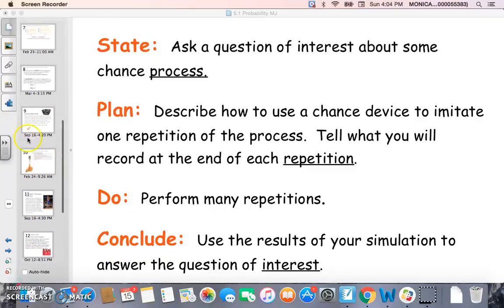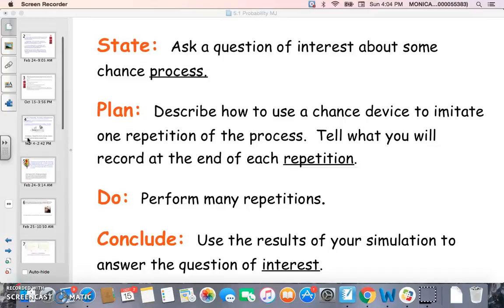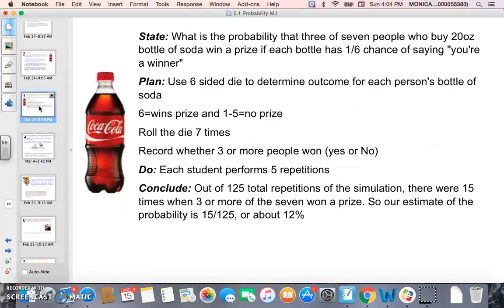So back at the beginning of this unit, we did a simulation where we determined what is the probability that 3 of 7 people who buy a 20-ounce bottle of soda win a prize if each bottle has a 1 in 6 chance of saying you're a winner. So that was our question. I should probably put a question mark here.